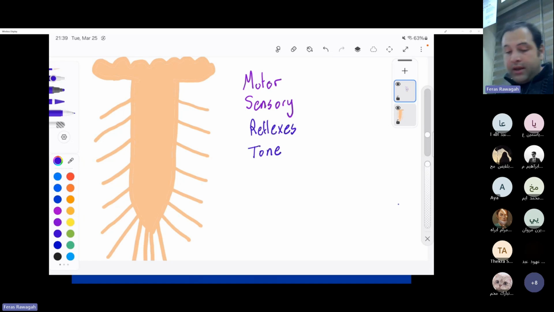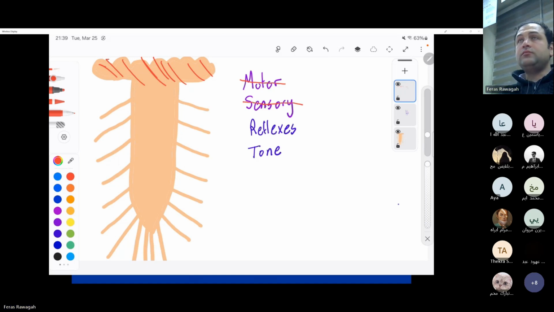So if the whole brain is not there, the motor function will not work, the sensory function will not work, but the reflexes and the tone are still there. Why? Because the motor and sensory functions are connection from the brain to the peripheral nerve, so those are dependent on the brain, while the reflexes and the tone are independent from the brain. Those are intrinsic function of the spinal cord itself. Okay?